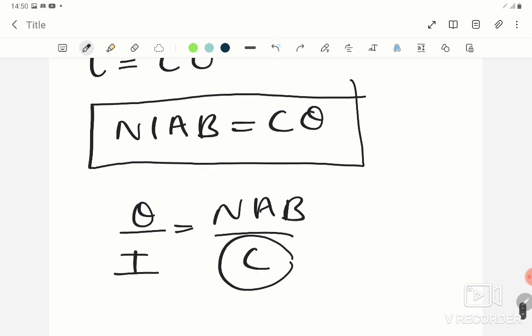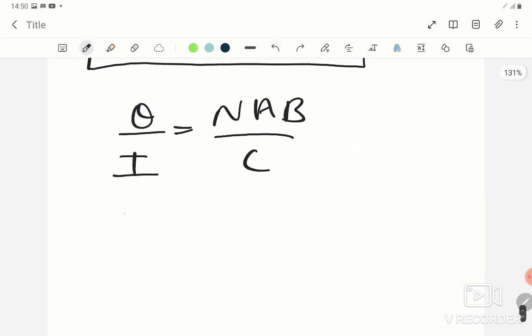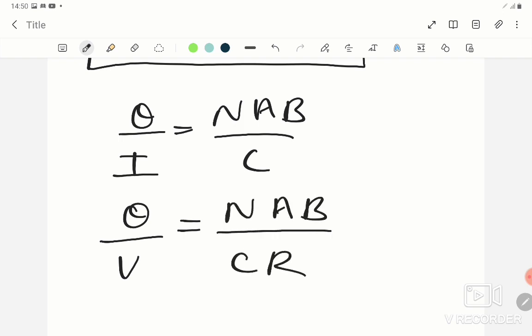Similarly guys, if we want to find voltage sensitivity, we need to find the equation theta upon V. Since V is equal to IR, the final equation of theta upon V will become NAB upon CR, where R is the resistance of the loop.